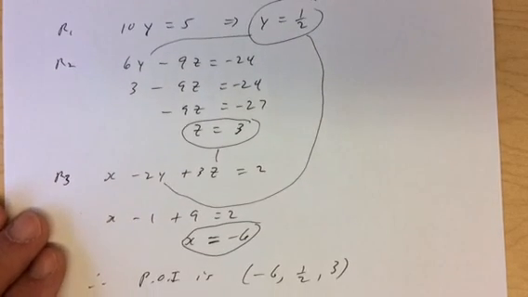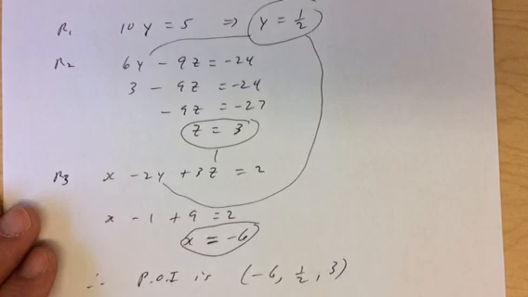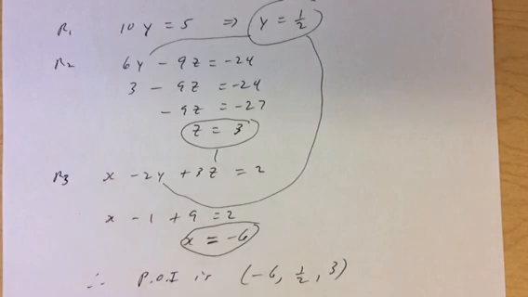And therefore you have a point of intersection which is negative 6, 1/2, and 3. So that is using matrices to solve it.